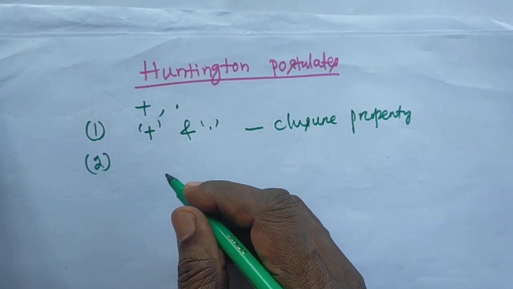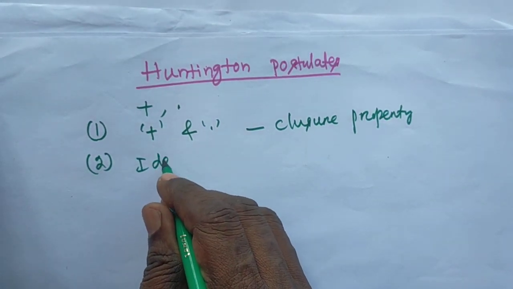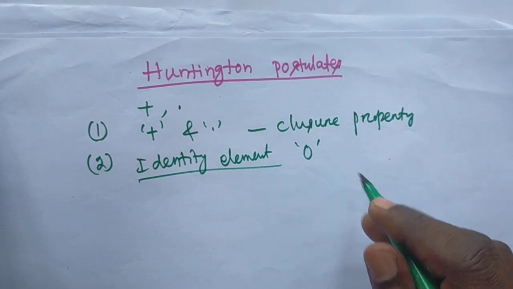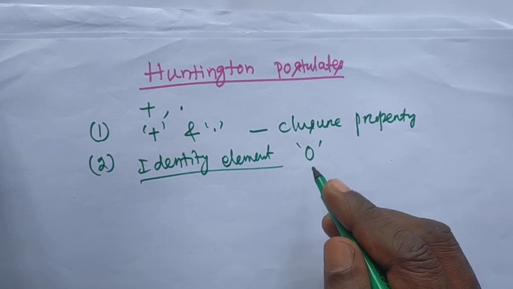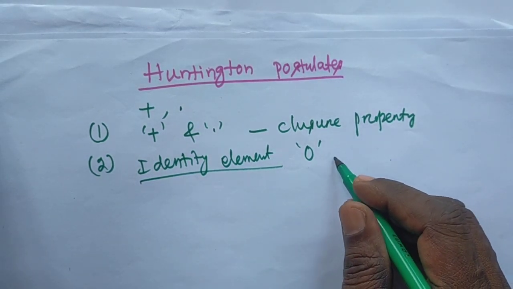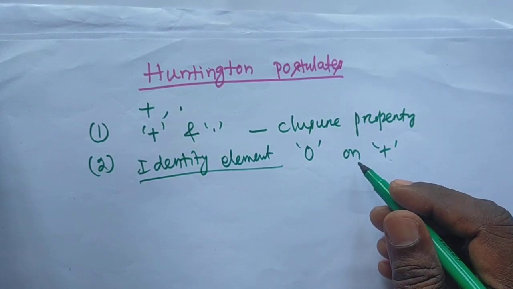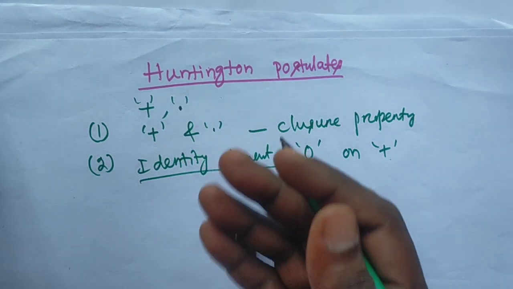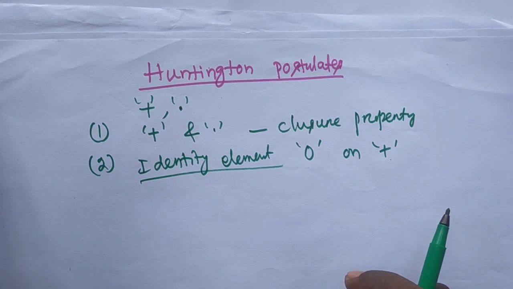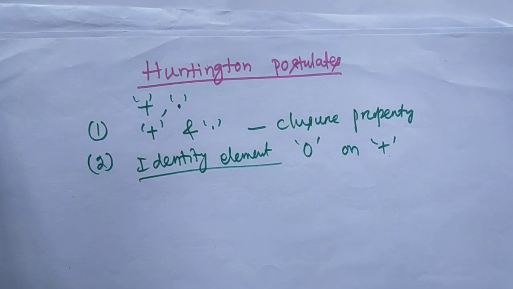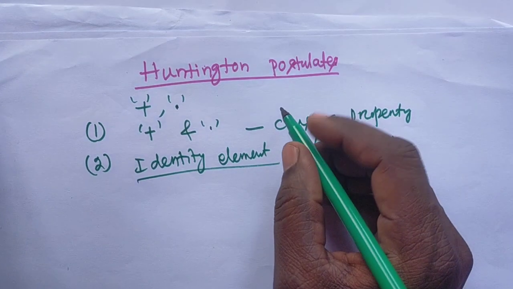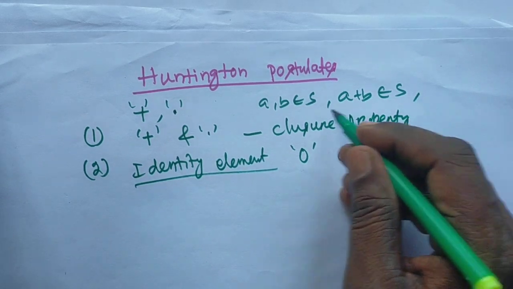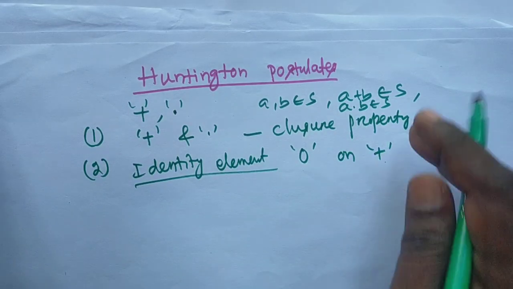Second one is the identity element. How is it defined? Let us consider 0. 0 is the identity element with respect to plus. We have to define two operators, addition and multiplication, for the Huntington postulates for different properties. One is the closure property, very simple. Addition and multiplication we can use, there is no problem. For example, if A, B belong to S, then A plus B belongs to S. Another is A multiply B belongs to S, that is the closure property, which we have already discussed.